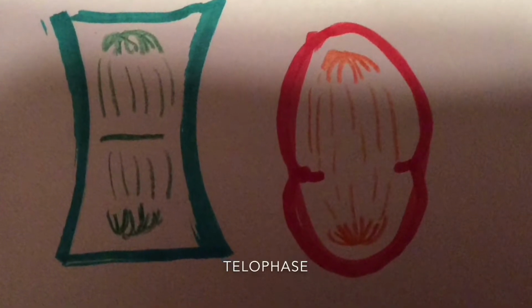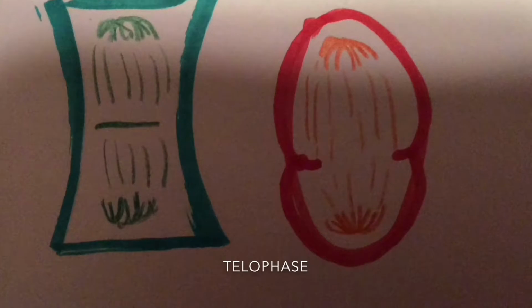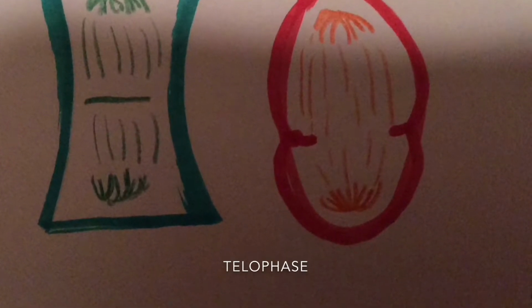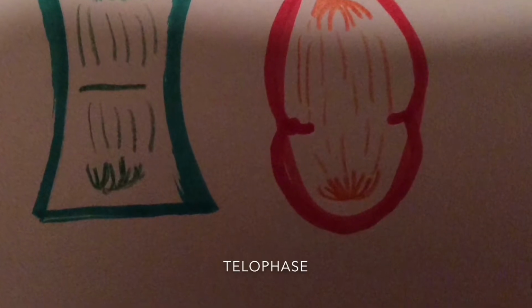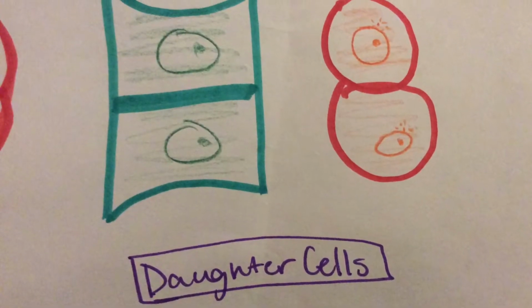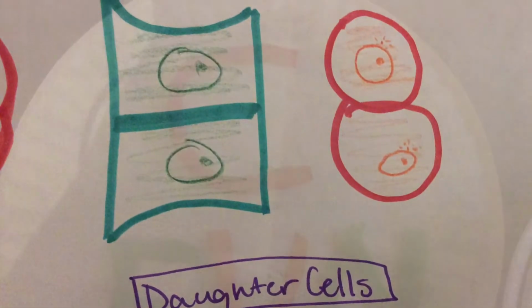In the animal cell, cytokinesis occurs with a cleavage furrow, dividing one cell into two cells. In plant cells, cytokinesis occurs with the formation of a cell plate. The parent cell now forms two daughter cells.